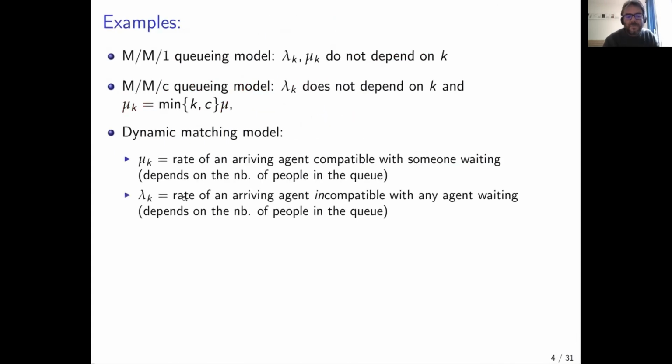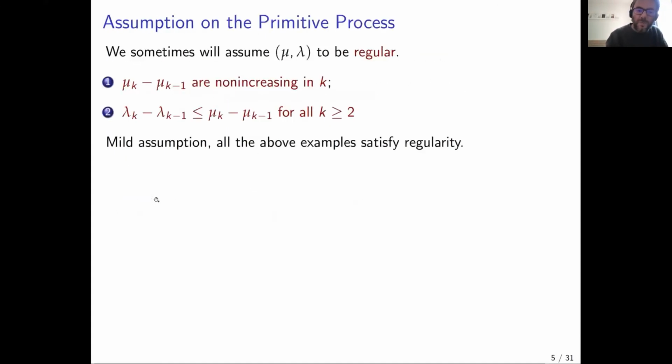And as I said, the arrival rate is a decreasing function of the number of agents in the queue. So this term on the left-hand side is going to be negative, and this term on the right-hand side is going to be positive, just because, again, the service rate is increasing in k. So what I want to say is, this assumption that I'll sometimes have to assume in order for our result to hold is actually mild, in the sense that all the models we know of satisfy this regularity assumption.